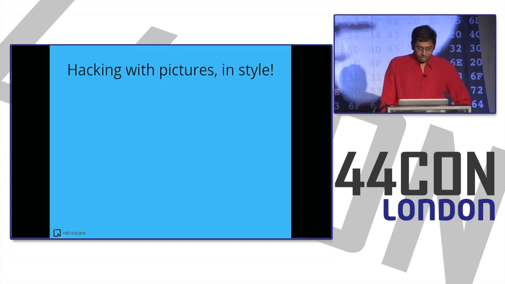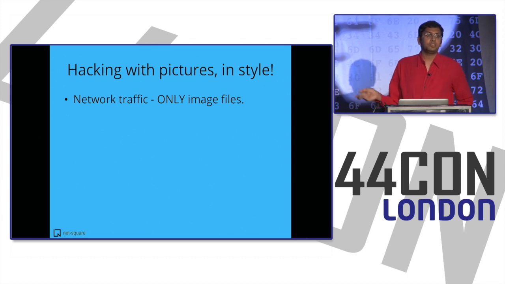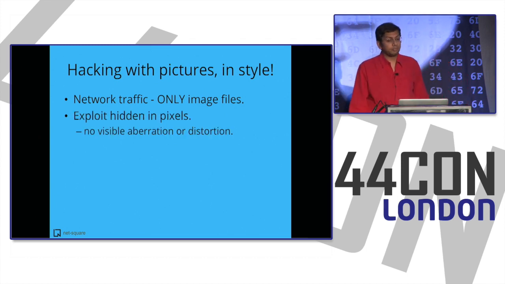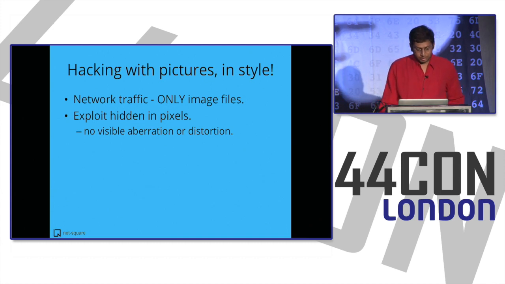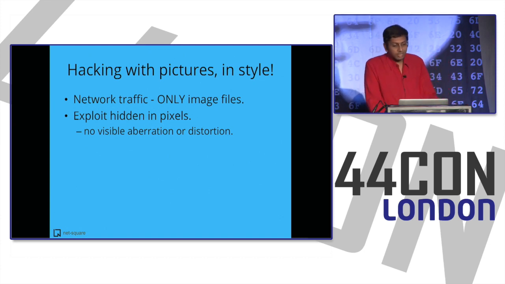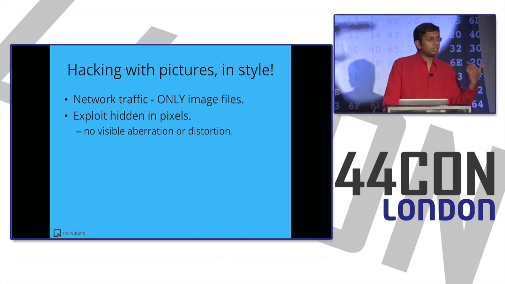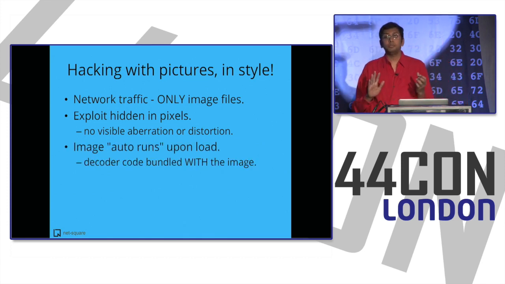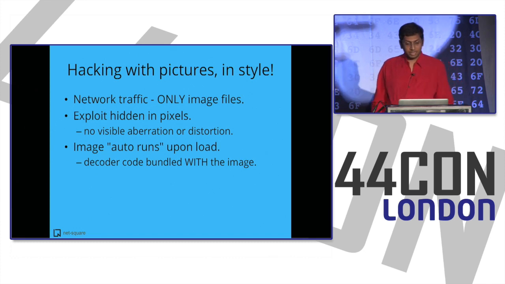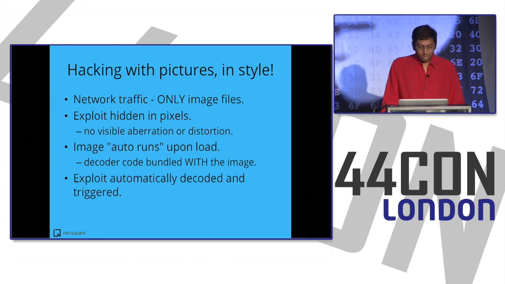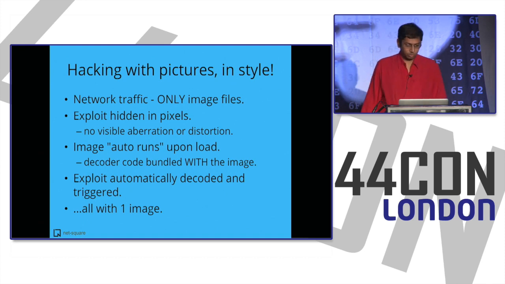What do we get out of it? So the network traffic sees only image files flying across the wire. The exploit is completely hidden in pixels, both from network traffic and from human inspection. There is no visible aberration or distortion. The polyglot part of the exploit, the image itself, behaves differently if loaded directly in the browser, not under an image tag, but directly as a separate URL. In this case, the image is no longer an image. The image behaves as a perfectly valid HTML file, and it will auto-run the moment you open it in the browser. When it auto-runs, the decoder kicks in, decodes all the pixels, delivers the exploit, and there you are, ownage. And all this happens with just one image, no more.